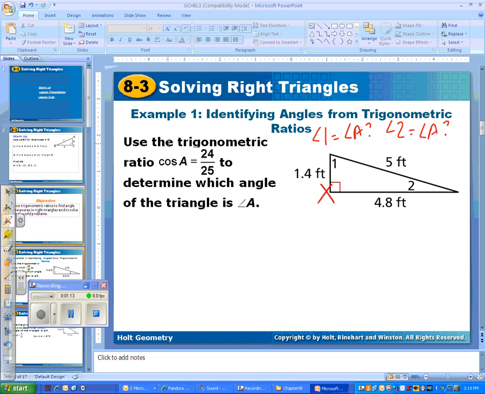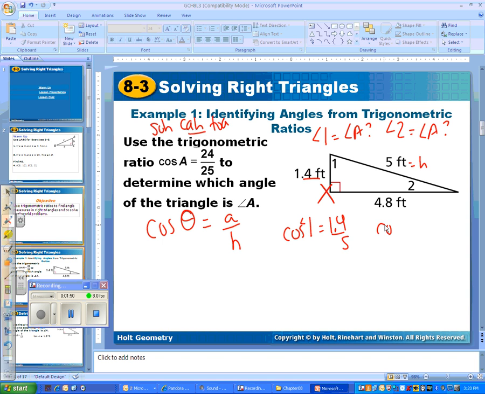And they give us the trig ratio, and that's going to really help us. Cosine of an angle, theta, we use theta for angle, is, let's see, SOH CAH TOA, so cosine is always adjacent over hypotenuse. So if theta is angle 1, which side would be adjacent? Well, that would be 1.4. So cosine of angle 1 would be 1.4 over the hypotenuse, which is 5.